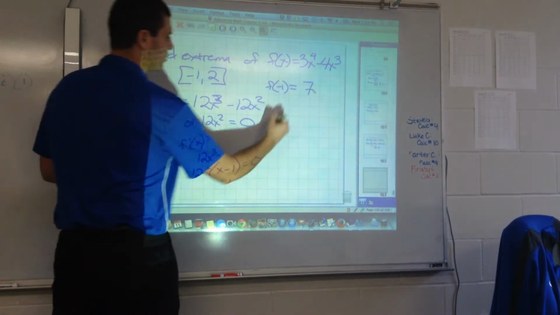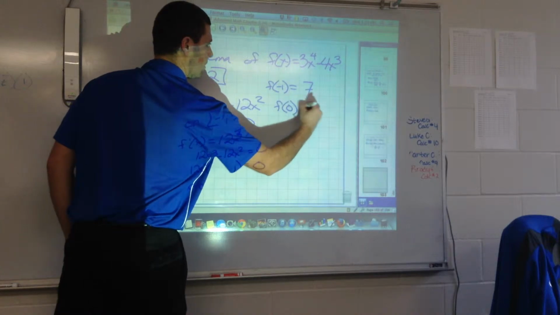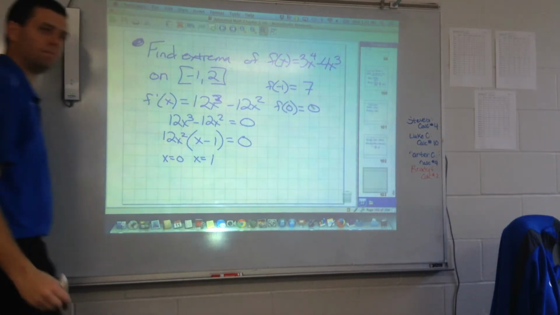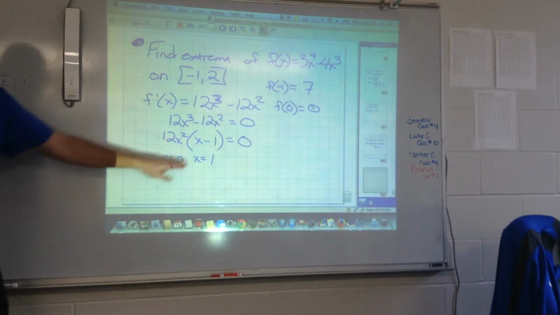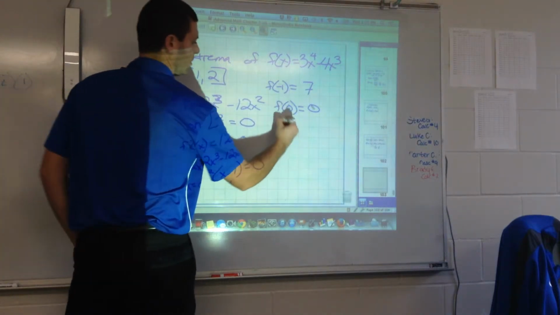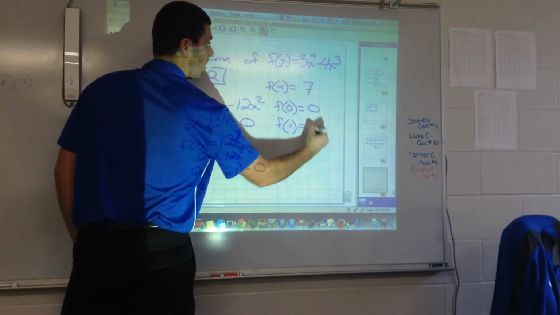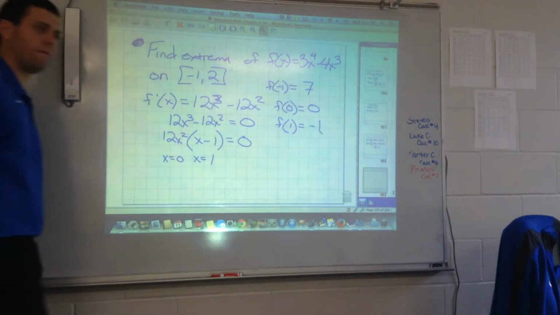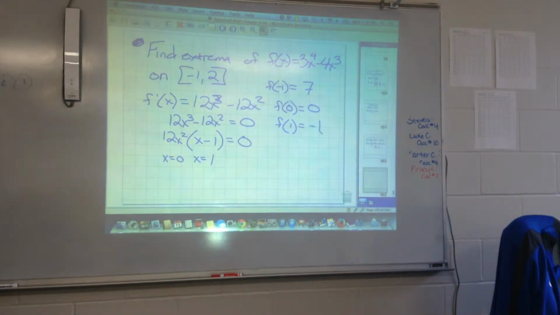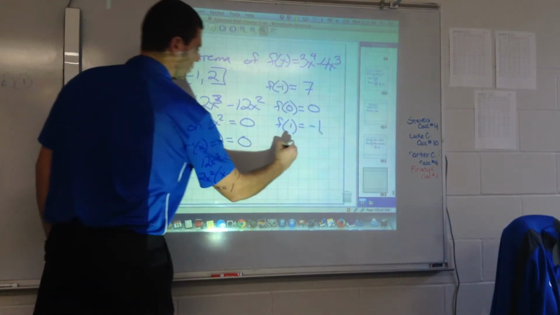We've got to test our first critical point, f of 0. That would be 0. Then we'll test 1. That one would be -1. And then let's check 2, because that's our other endpoint.